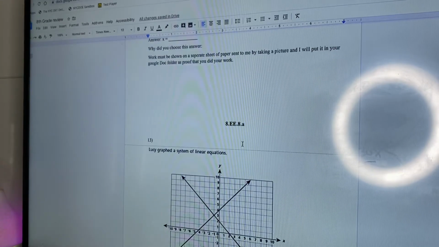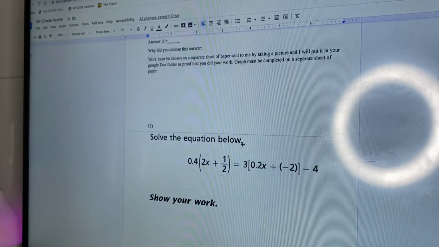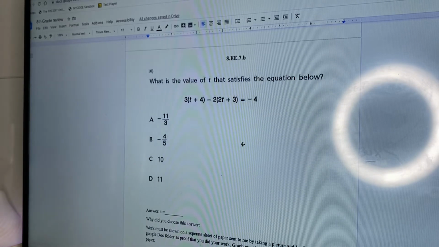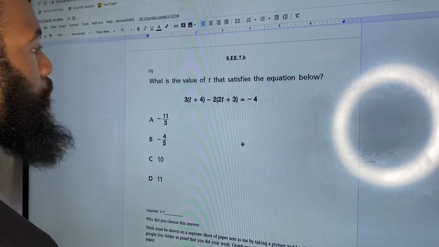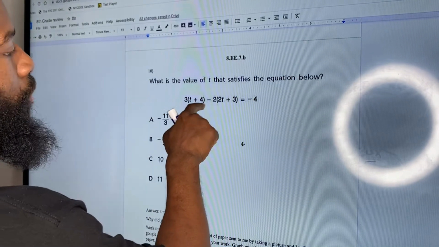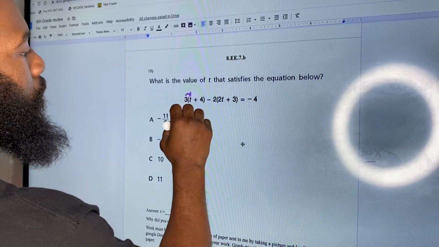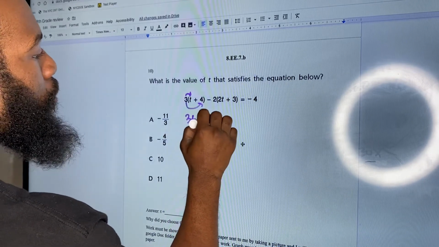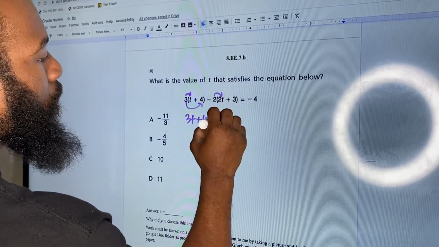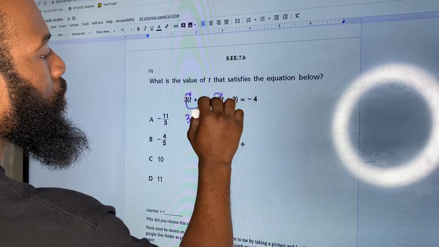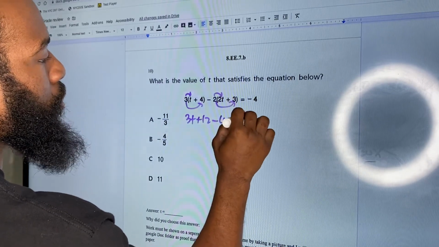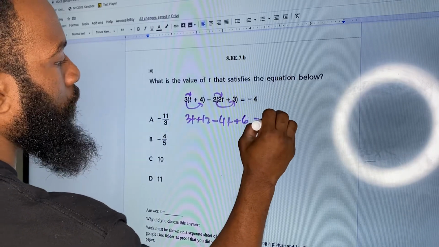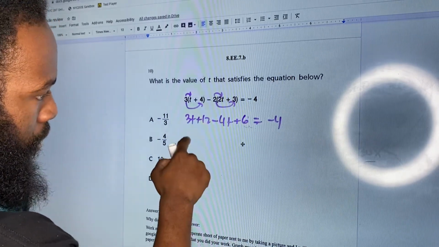You would definitely have to show your work on a piece of paper. So here I do 2 questions. So remember, distributive property: 3 times t is 3t, plus 3 times 4 is 12, minus 2 times 2t is 4t, plus 2 times 3 is 6, equals -4. Here you combine like terms.